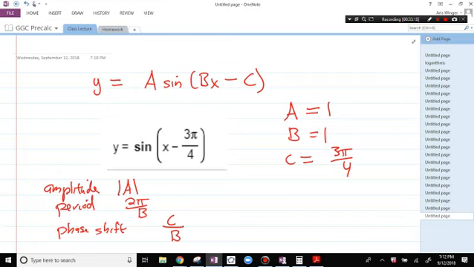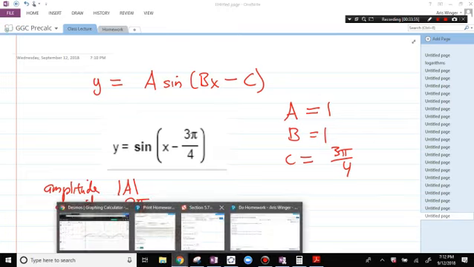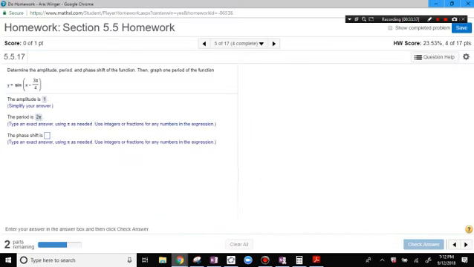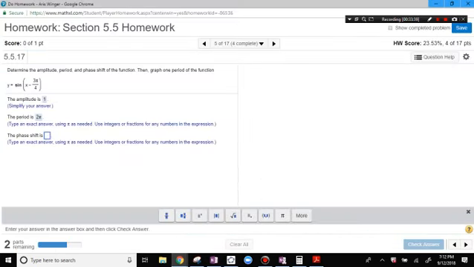Say it again. Yeah, so if there's nothing here, then it's a 1. Yep, that's right. Just like when there's nothing here, it's a 1. And we're just plugging that in. Phase shift is 3 pi over 4.